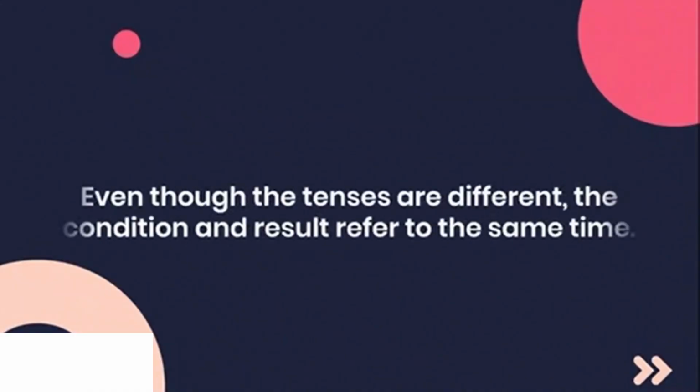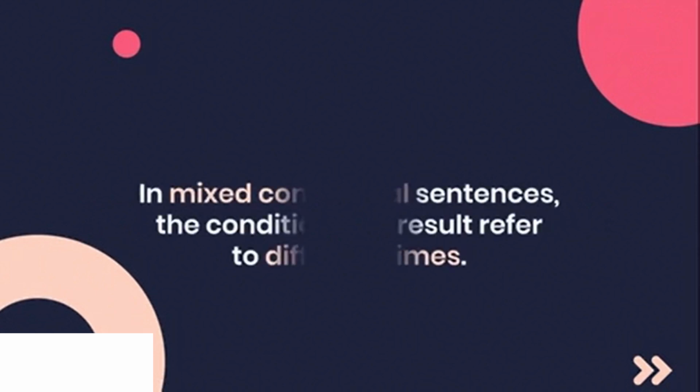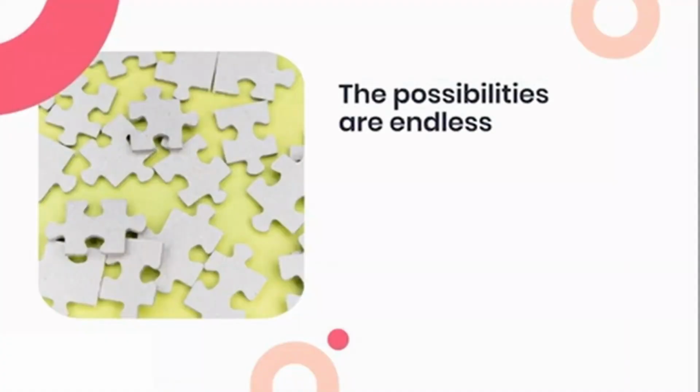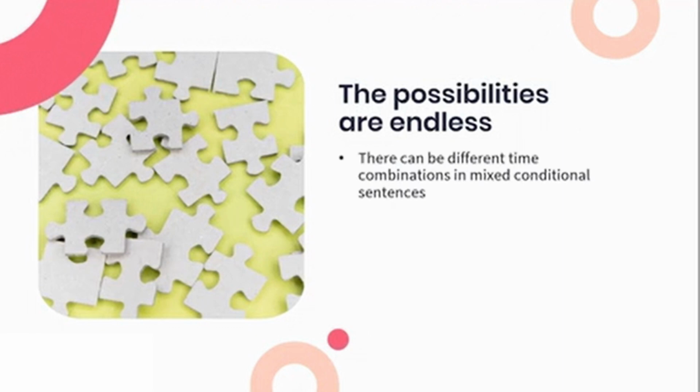So even though the tenses are different, the condition and result refer to the same time. But in mixed conditional sentences, the condition and result refer to different times. The good news is that the possibilities are endless. There can be different time combinations in different mixed conditional sentences. So you are free to mix and match as you please, as long as you stick to the right tense conventions. But there are two very common mixed conditional sentences.